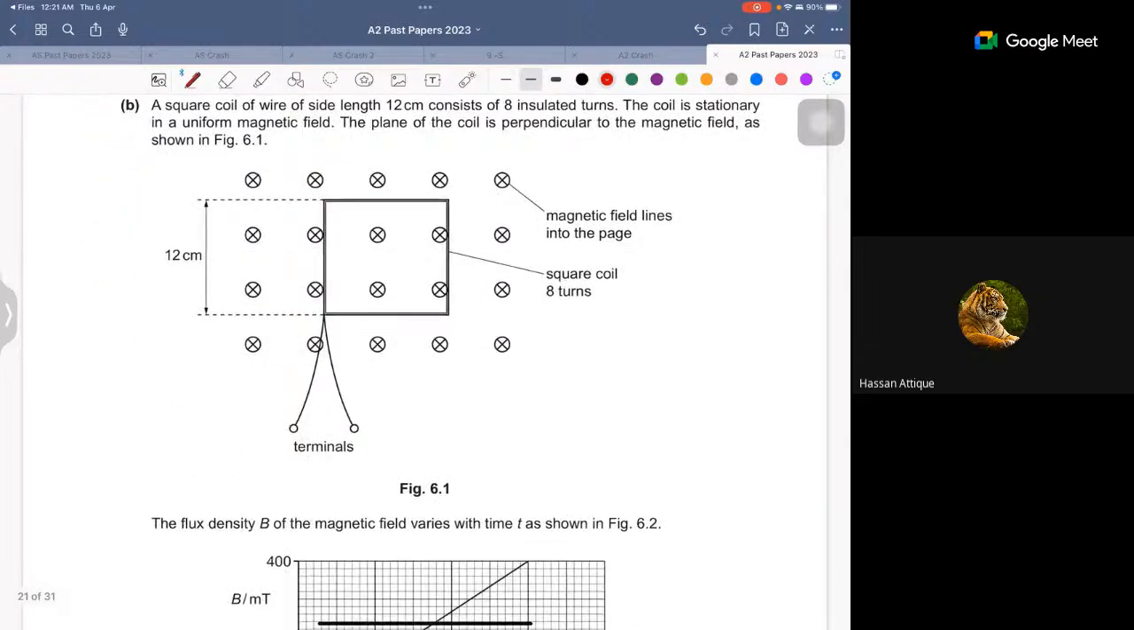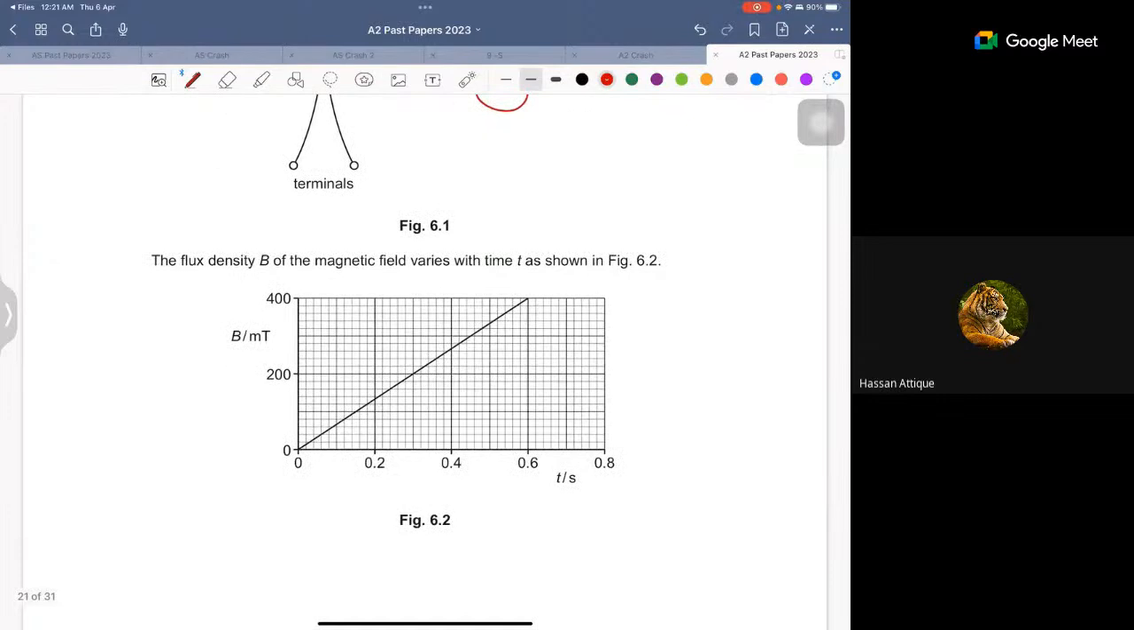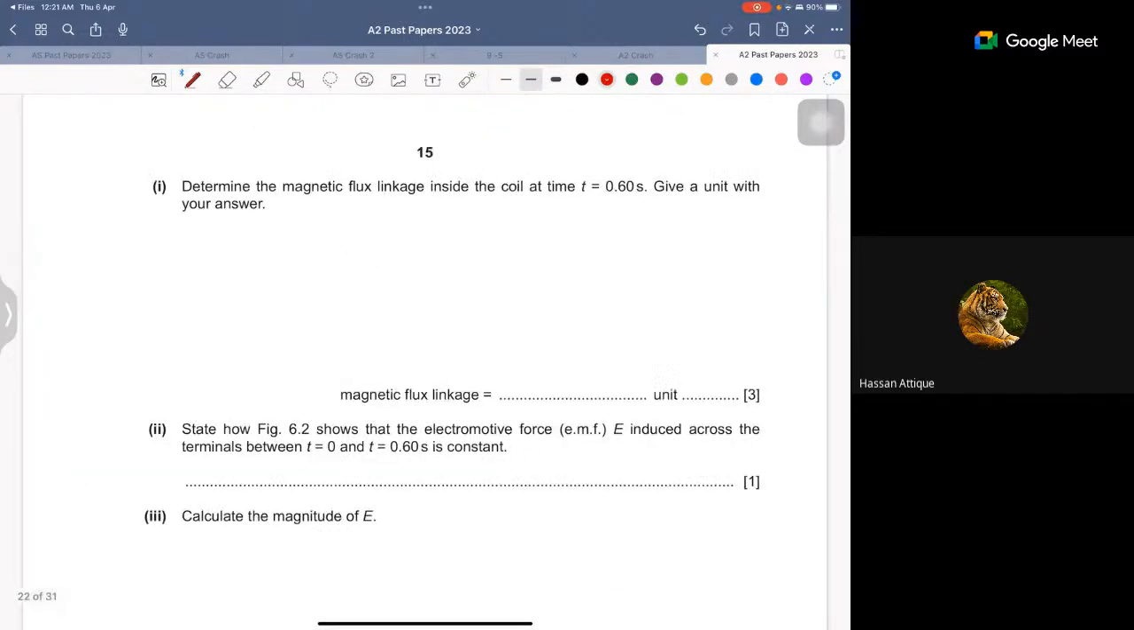Then it shows you 8 turns, and there's a 12 centimeter side. This is a square, I think, right? And then a uniform magnetic field that's into the page. And then they've given you the flux density of the magnetic field as it varies. Determine the magnetic flux linkage inside. Now we want to find the linkage. Magnetic flux linkage is basically BA times N. Do you guys understand this?